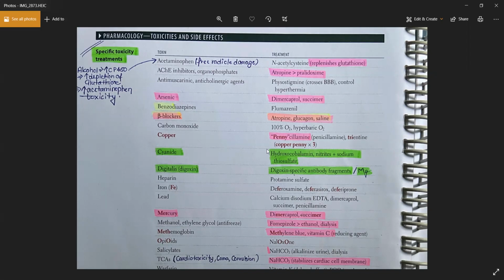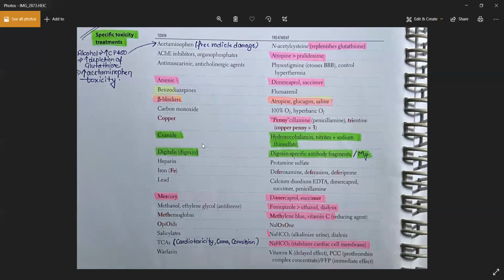What is hydroxocobalamin also known as? Cobalamin. Remember? Vitamin B12. Yes. You will also give the patient thiosulfate so that this sulfur group could be donated to the cyanide and it could be easily excreted from the body. You can also give the patient nitrite to convert the hemoglobin into methemoglobin, right? And this cyanide will readily bind to the methemoglobin and it could be easily excreted after that.